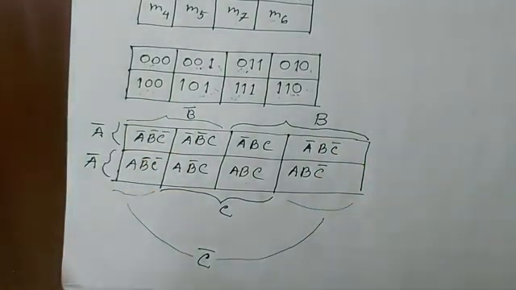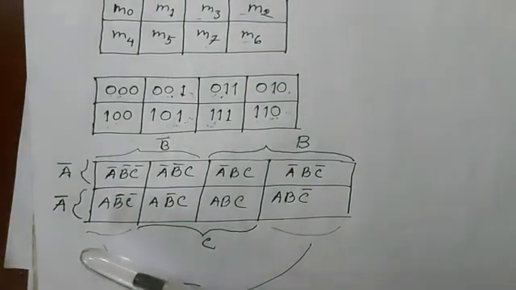So we have to remember all these things: where is our A, where is our A prime, where is our B, where is our B prime, where is our C, and where is our C prime. We have to keep this thing in mind.